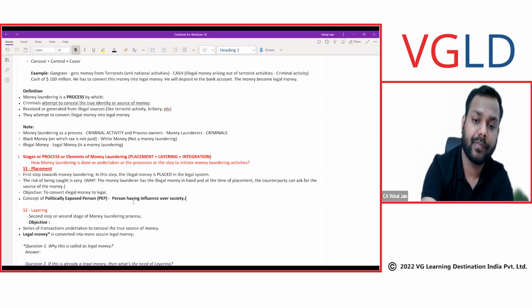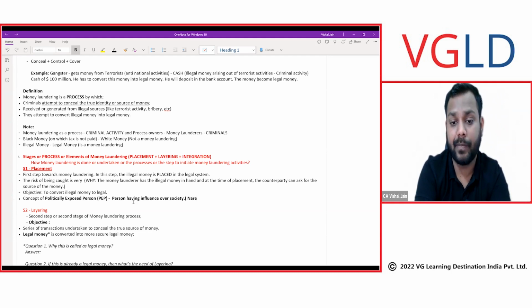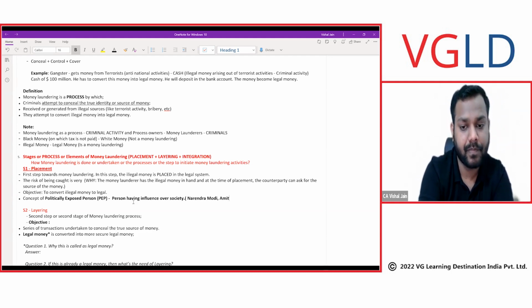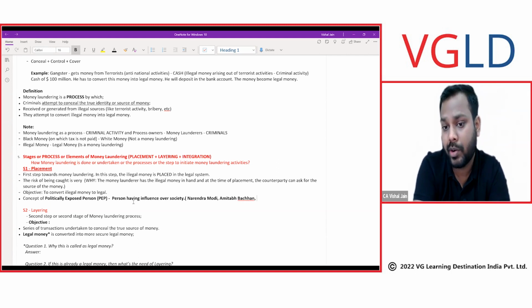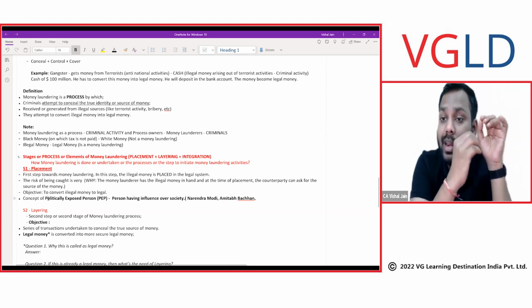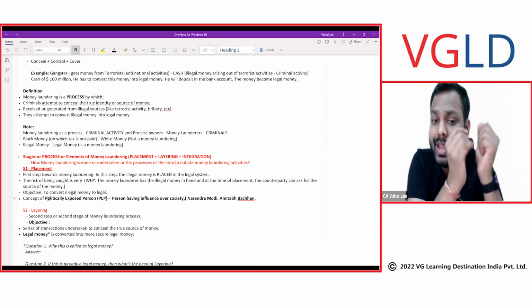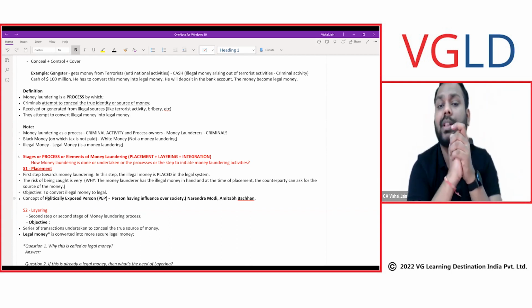Example. In India. Example. Okay, these are called influencer people. The person basically, see, when we say politically exposed persons, it doesn't mean persons who are linked to politics. No, any person having the influence over society, having the influence.